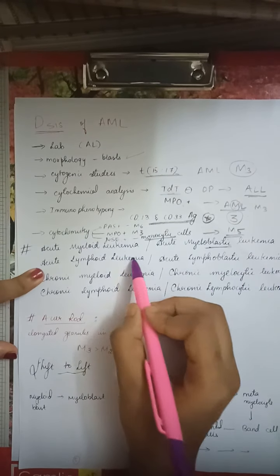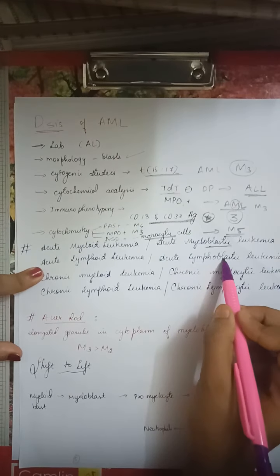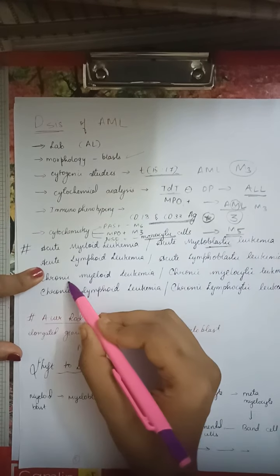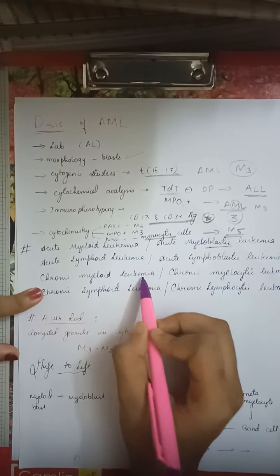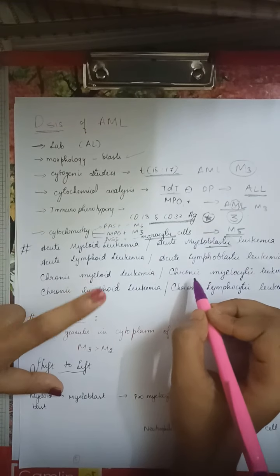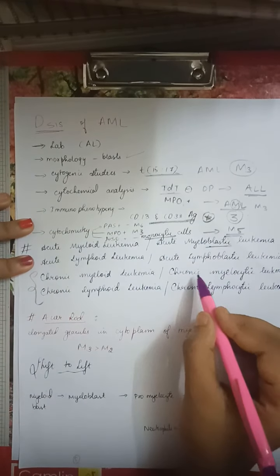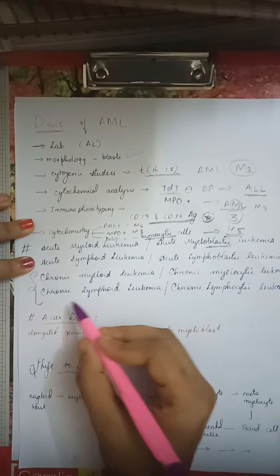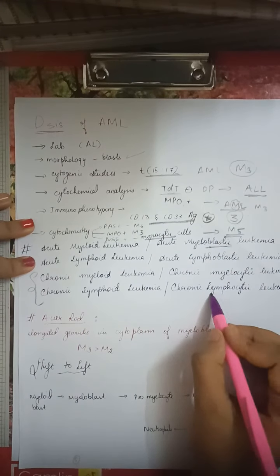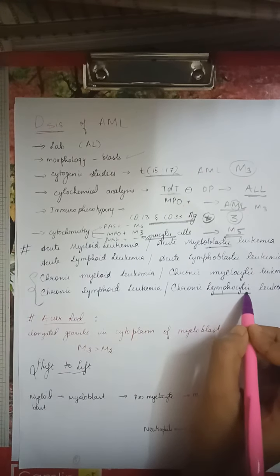Acute lymphoid leukemia is also known as acute lymphoblastic leukemia. Chronic myeloid is not chronic myeloblastic, because it is not blast. Here there are no blasts, therefore it is chronic myelocytic. And chronic lymphoid is known as chronic lymphocytic, not chronic lymphoblastic.